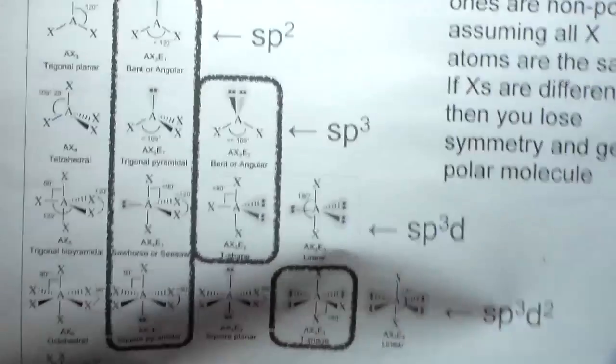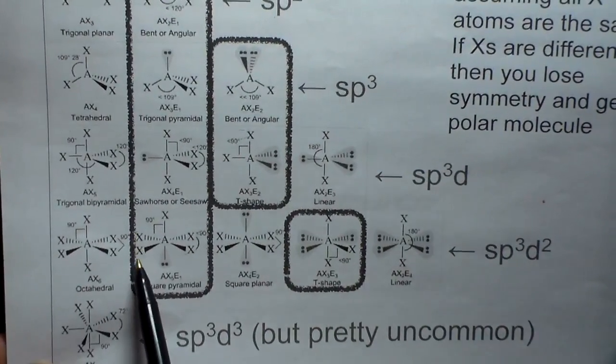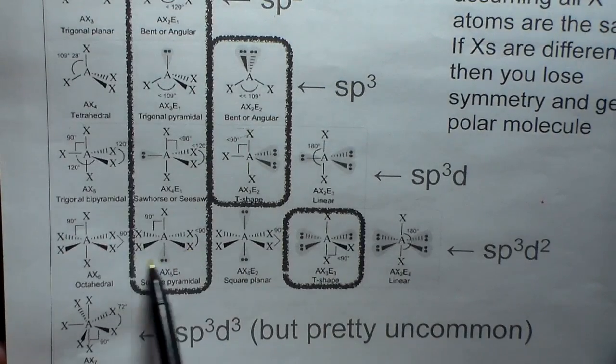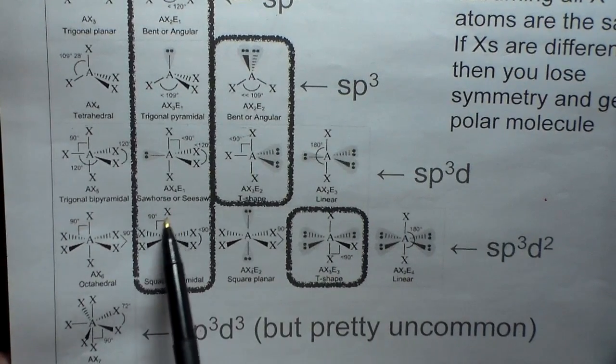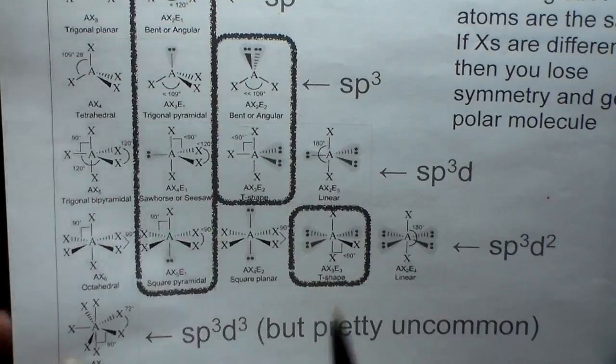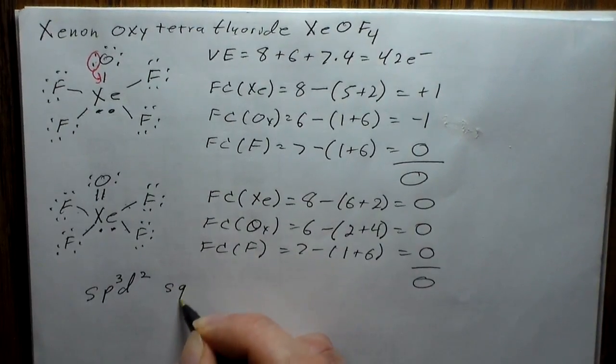And as for my shape, this is going to be square pyramidal. So I'm going to have the 4 fluorines arranged on the equator in the square configuration, and then my oxygen sitting up top over here. So this is going to be square pyramidal.